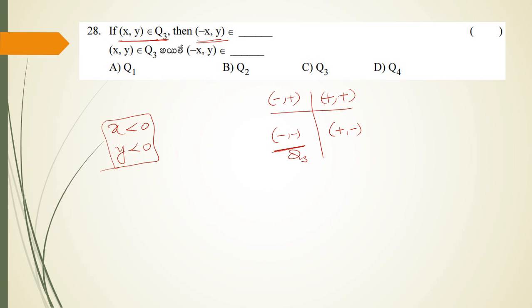And finally what did he ask? (minus x, y). So minus x means it is positive, y is already negative. So positive and negative, where are we going to get? We are going to get it in quadrant number 4, hence the answer is Q4.